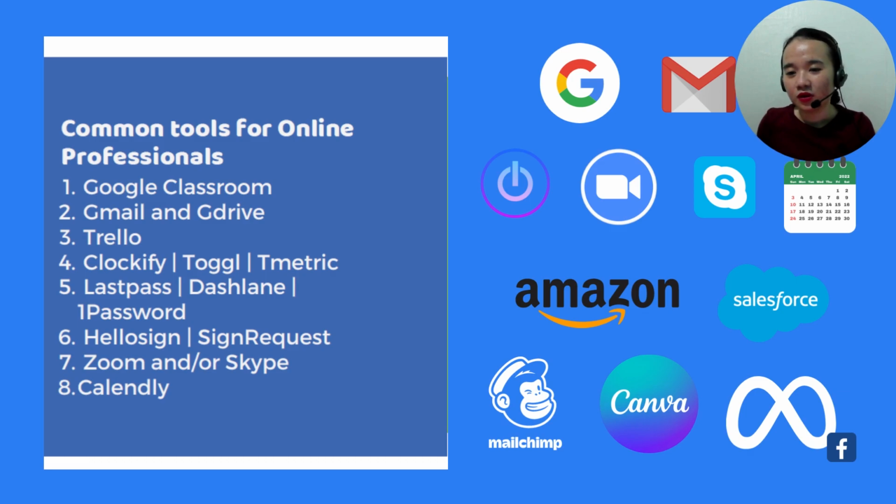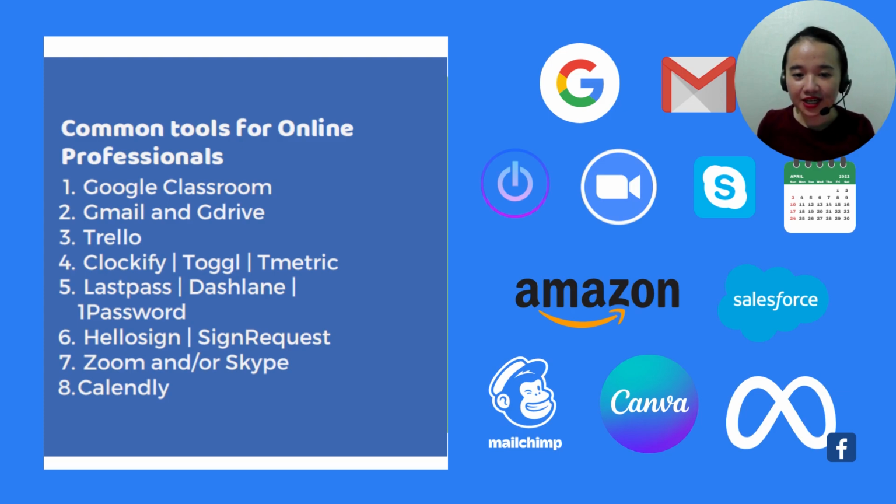Third would be Trello. If you navigate it or look it up online, it's a project management app that is useful for scheduling tasks and delegating outputs to team members within a project. Next is Clockify, Toggl, or TMetric. These apps are used for time tracking, since unlike regular jobs, where we have biometrics or even logbooks or clocks, online professionals also have these apps to monitor our working hours.